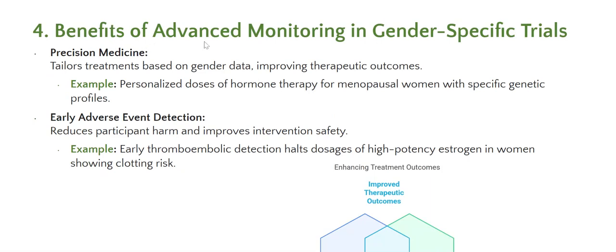Now we have the benefits of advanced monitoring in gender-specific trials. Precision medicine tailors treatments based on gender data, improving therapeutic outcomes. For example, personalized doses of hormone therapy for menopausal women with specific genetic profiles.